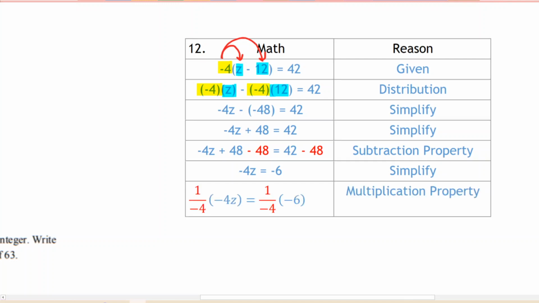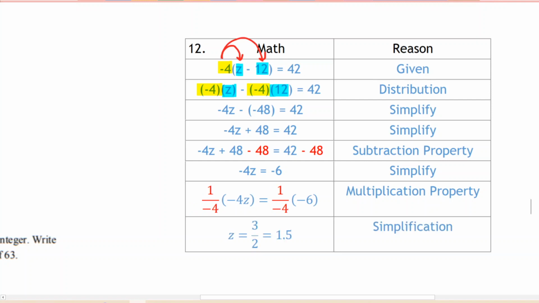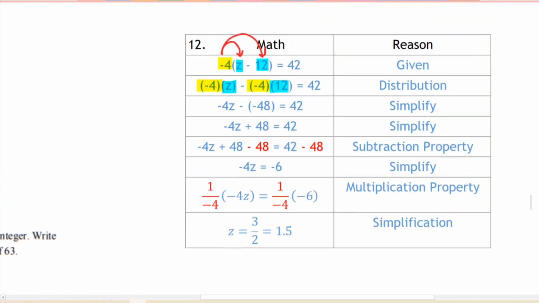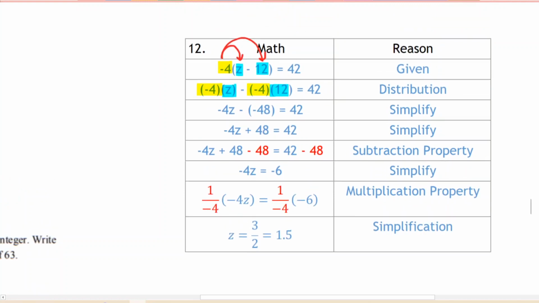Multiply by the reciprocal of the coefficient. And that brings me to z equals 3 over 2, which is 1.5. Use that calculator, get that 1.5, and that's what we do here. Just do that distribution and you're going to be good.